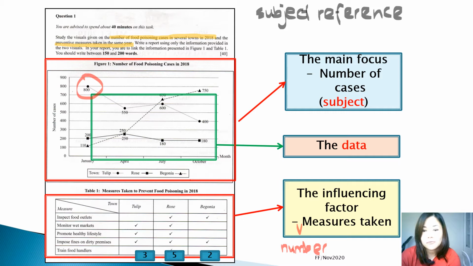So be very careful when you mention the subject reference for table 1. If you are referring to the number of cases, the word number has to be mentioned clearly. So the number of measures taken is the correct subject reference. Okay. So the data for table 1 would be the number of measures taken.